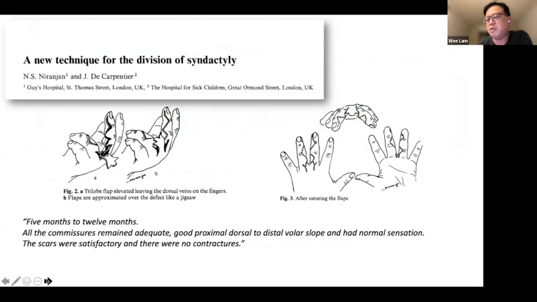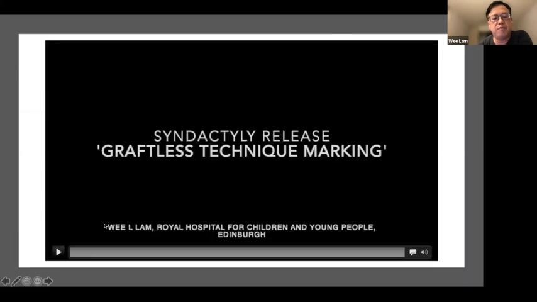This is the technique I use. It's originally described by Niranjan. It's probably also known as the tri-lobe flap or the seagull flap. There are many variations. And I think in the original paper, it wasn't described very clearly how the different pieces fit together. So I thought I'll spend more time in this technical talk on how to get the best, most reliable result from this. So this is the video I'm going to play and show.